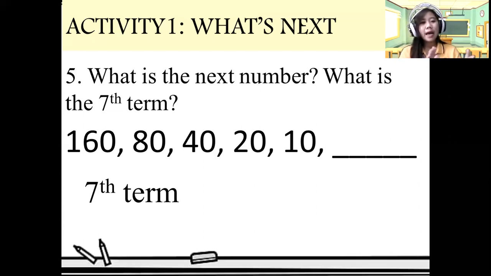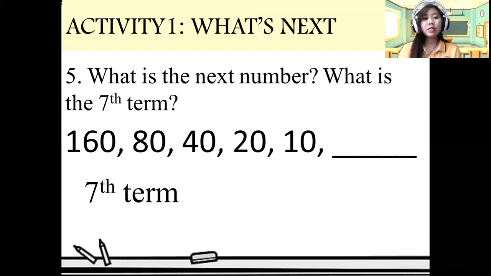160. What is half of 160? Okay, half of 160 is 80. When we say half, it is divided by 2. So 160 divided by 2 is 80. 80 divided by 2 is 40. 40 divided by 2 is 20. And 20 divided by 2 is 10.